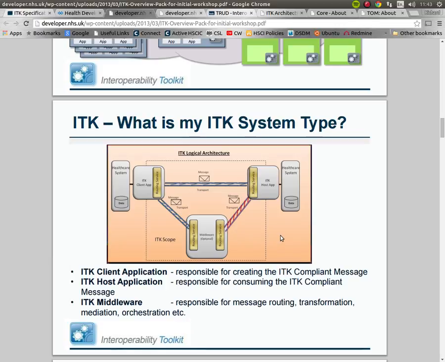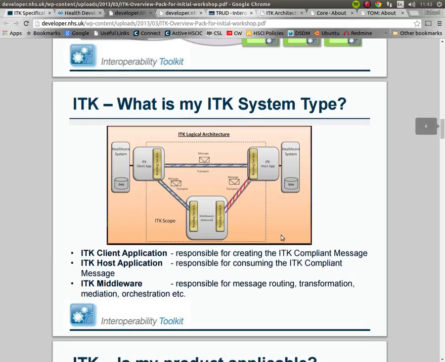Certainly in terms of middleware, I think it's worthwhile mentioning the fact that a number of the middleware vendors that have adopted ITK and become compliant as middleware vendors also often take the role of partnering with client applications and providing them really with a shim, an ITK adapter, maybe we could call it, that basically translates their native output to make it ITK compliant, and certainly that's been something that's been implemented on quite a number of occasions.